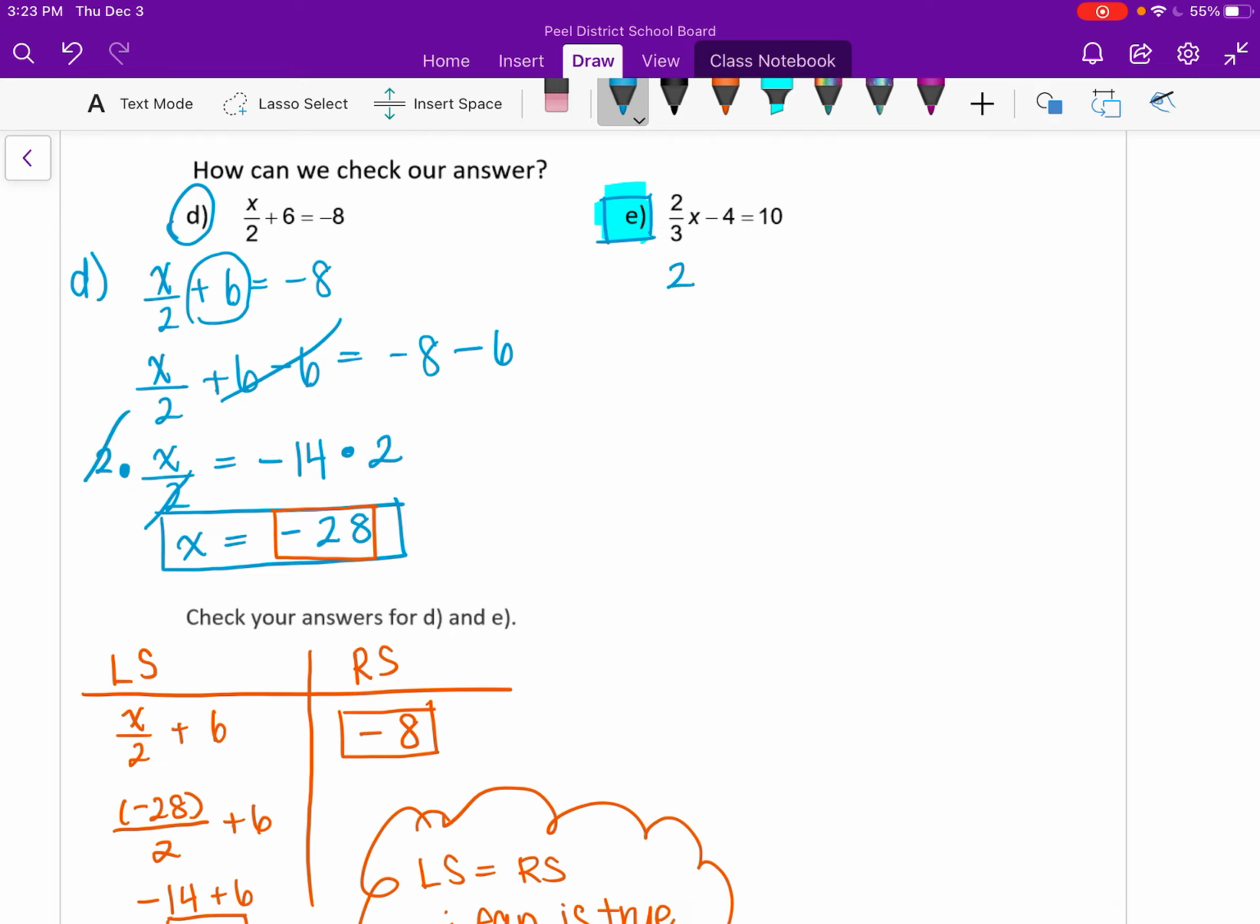So I'm just going to do 2 divided by 3x minus 4 equals 10. So first things first, we're going to solve this problem, right? You want to get rid of the 4 first. So minus 4, just add 4 to get rid of the minus 4, equals 10. Whatever I did to that side, I have to do to the other side. So I have 10 plus 4. I'm going to have 2 divided by 3x equals 10 plus 4 is 14.